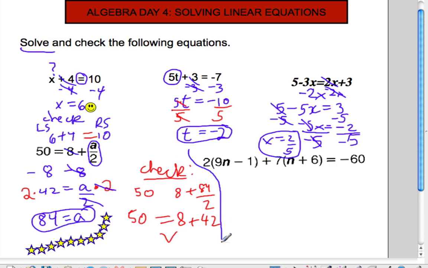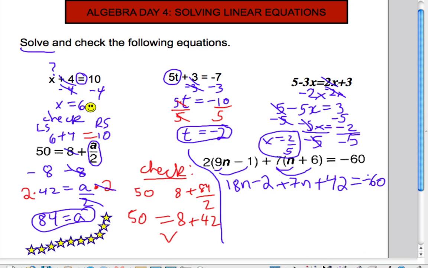Okay, last one, a little bit longer, but that's okay. And again, feel free to pause it, do it, and see if you've got the concept. The first step is to expand like you were doing in the first 2 days. So you have 18n minus 2, plus 7n, plus 7 times 6 is 42. And you've got a negative 60.